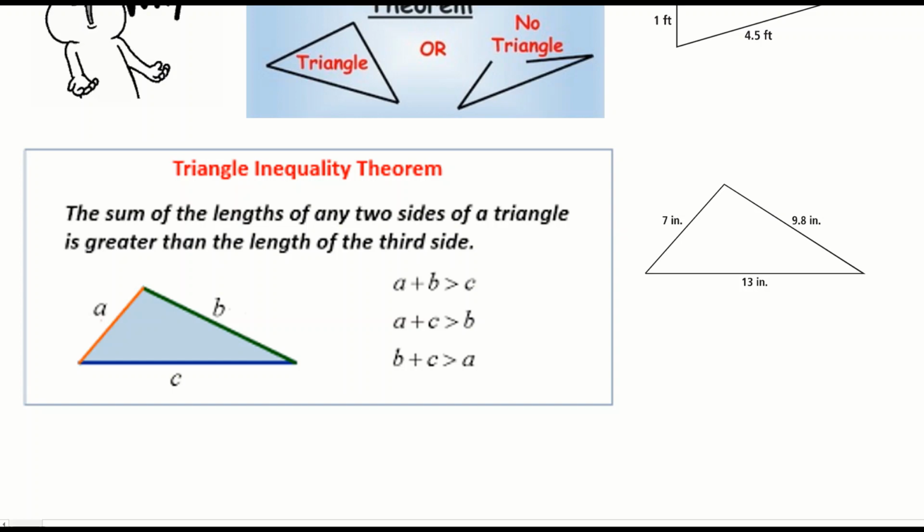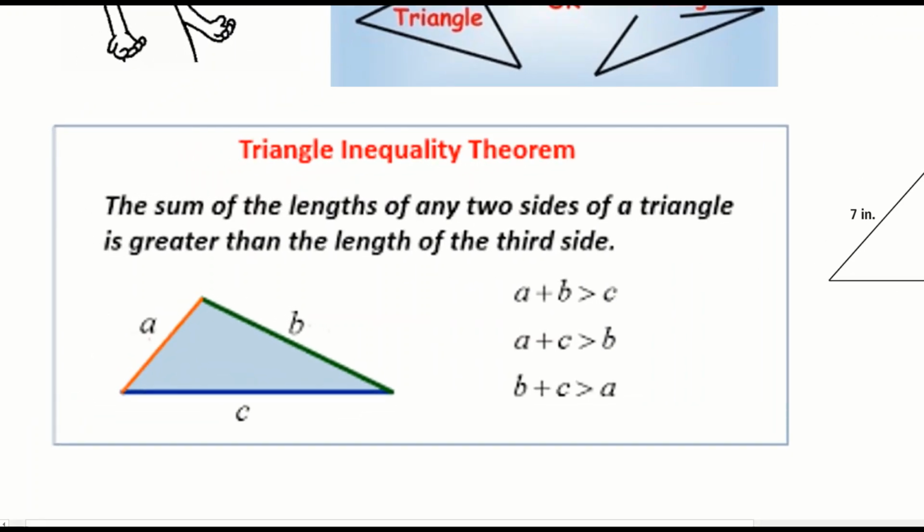Let me explain, folks. Notice how there's inequalities here? The triangle inequality theorem simply states that you can take any 2 sides of a triangle, because you know there's 3 sides to a triangle, so take any 2 sides, I repeat, any 2 sides, add them together.